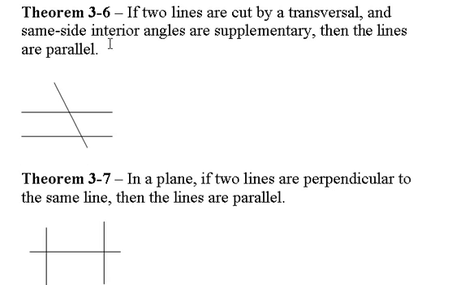Theorem 3.6 says that if lines are cut by a transversal and same side interiors are supplementary, then the lines are parallel. So if this angle and this angle add up to 180 degrees, then we would have two parallel lines here. Now, I'm going to say this is 130 right here, and this is 50 right here. That's enough to say that, if I call these Q and P, Q must then be parallel to P.